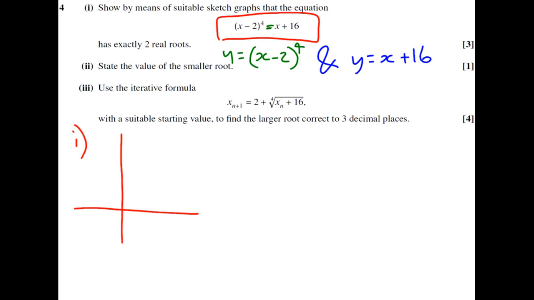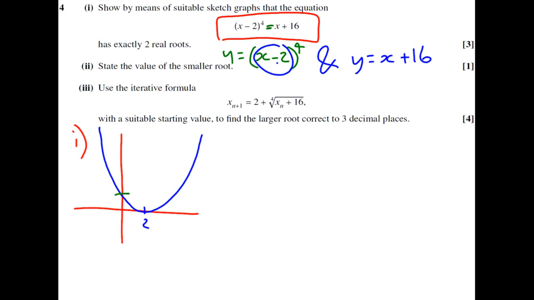Okay, so there's our axis. This is a basic power of 4 graph, so it's a quartic and its root is at 2. It's a repeated root, but let's not go into too much detail about that. It's like a quadratic graph for a quartic, but it's flatter at the bottom.